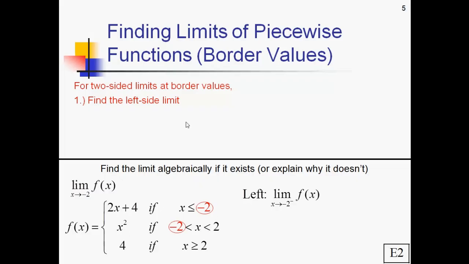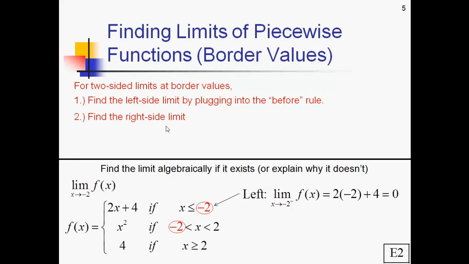For the left-sided limit, you're just plugging negative 2 into the before rule. So that would be this rule right here, this first rule. So in this case, this is just going to be 2 times negative 2 plus 4 using this first rule. That's negative 4 plus 4, which means we have a left-sided limit of 0. Now we also need to know the right-sided limit to see if it matches the left-sided. So for the right-sided limit, and I'll write right, and then limit as x approaches negative 2 from the right side.